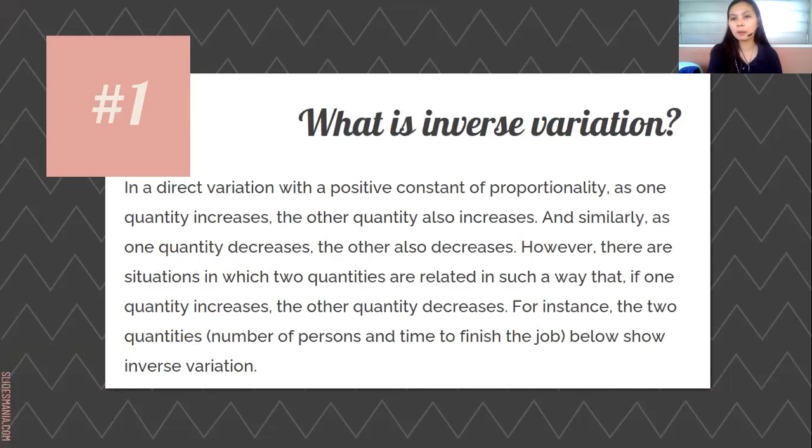So, we are going to talk about inverse variation naman po. What is inverse variation? In a direct variation with a positive constant of proportionality, as one quantity increases, the other quantity also increases. Similarly, as one quantity decreases, the other also decreases po. However, there are situations in which two quantities are related in such a way that if one quantity increases, the other quantity decreases. For instance, the number of persons and the time to finish the job below show inverse variation. So, nasa next slide po siya.